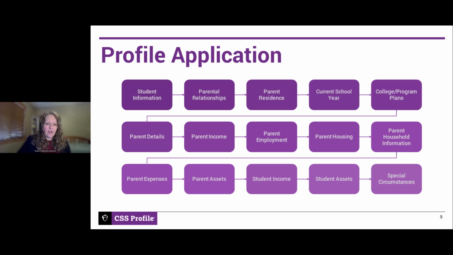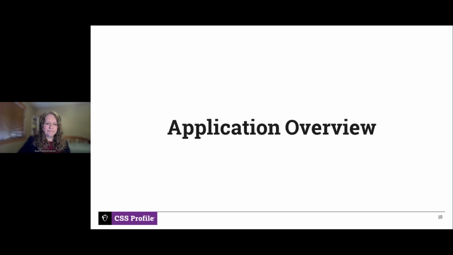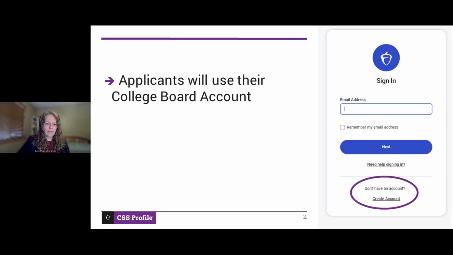Here is a high-level overview of the application sections. After the students answer some basic questions about themselves, they will provide parent data if applicable, including parent income and asset information. Then they will provide income and asset information for the student. Let's look at a few examples of what the student will see within the application itself.